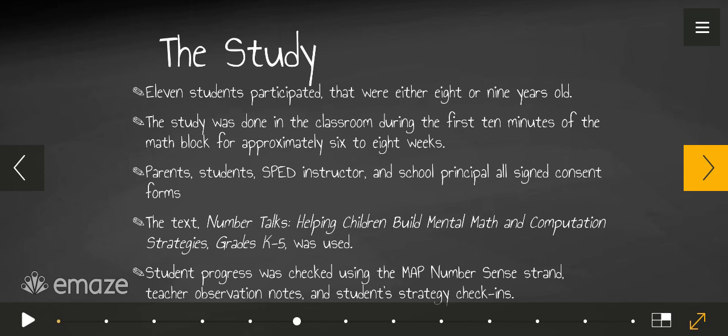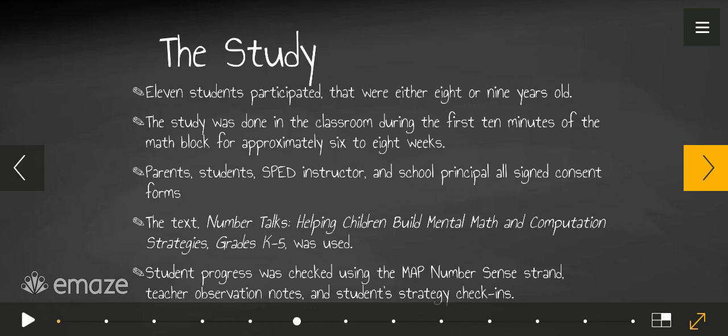When I was completing the study, I used the text Number Talks: Helping Children Build Mental Math and Computation Strategies, Grades K through 5, to assist me with coming up with problems to work through with students. As I was completing the study, students' progress was checked using the MAP number sense strand, teacher observation notes, and student strategy check-ins.